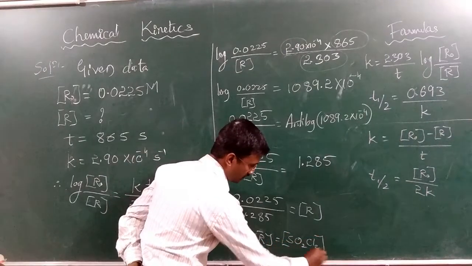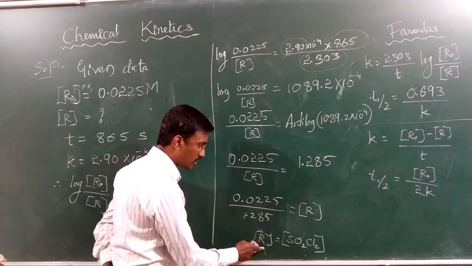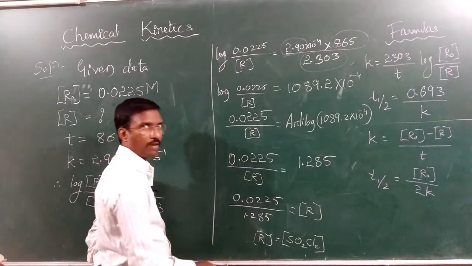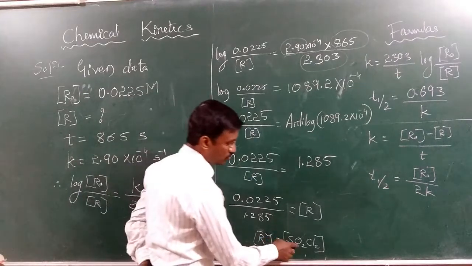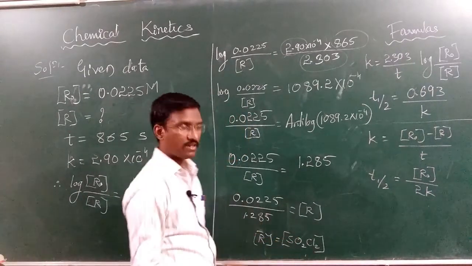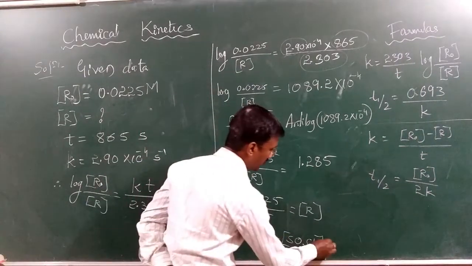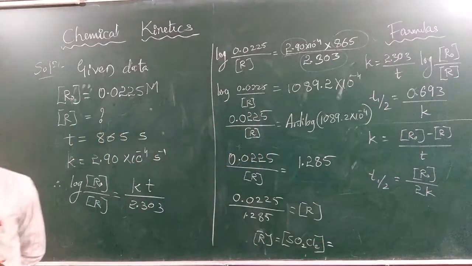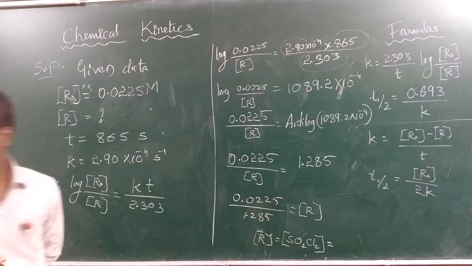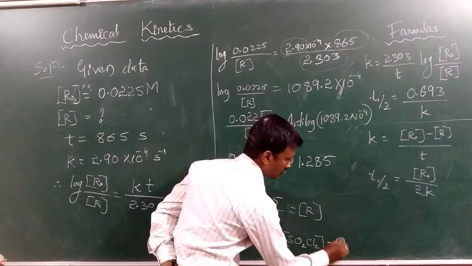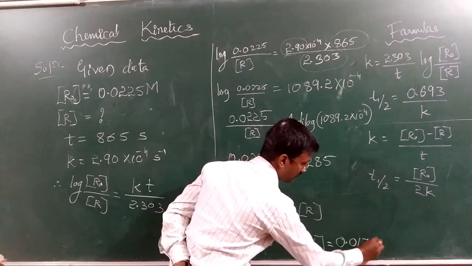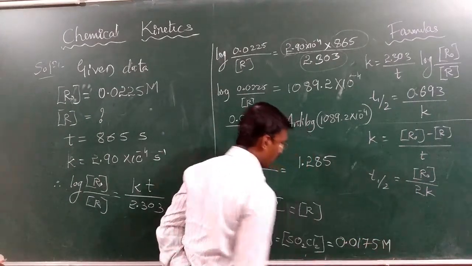SO2Cl2 itself. So R is nothing but the concentration of the reactant at some time. That's right, SO2Cl2 at 865 seconds. By dividing this we are going to get the value 0.0175. 0.0175.